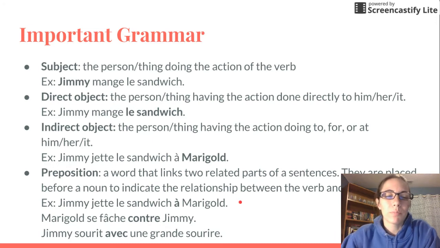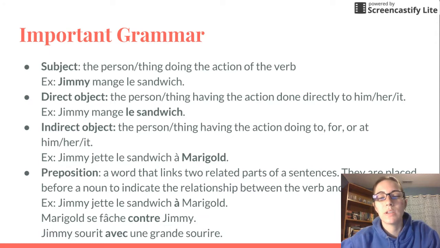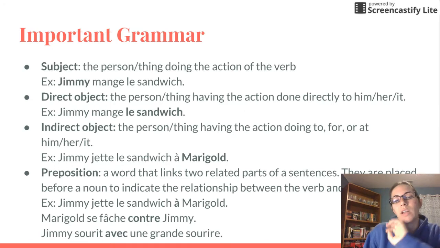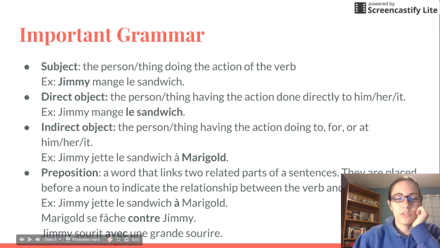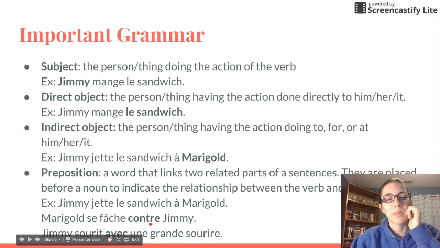A preposition is a word that links two related parts of a sentence. They're placed before a noun to indicate the relationship between the verb and the noun. So if you look, Jimmy jette le sandwich à Marigold, we see à is our preposition because it's saying Jimmy is throwing the sandwich at Marigold. Marigold se fâche contre Jimmy. Okay, she's getting angry with Jimmy or angry against Jimmy. Okay, contre is our preposition.